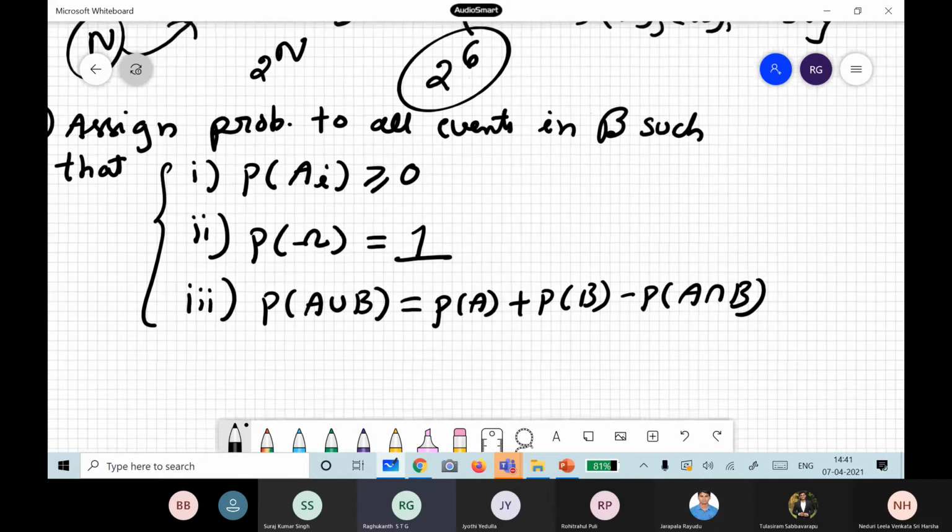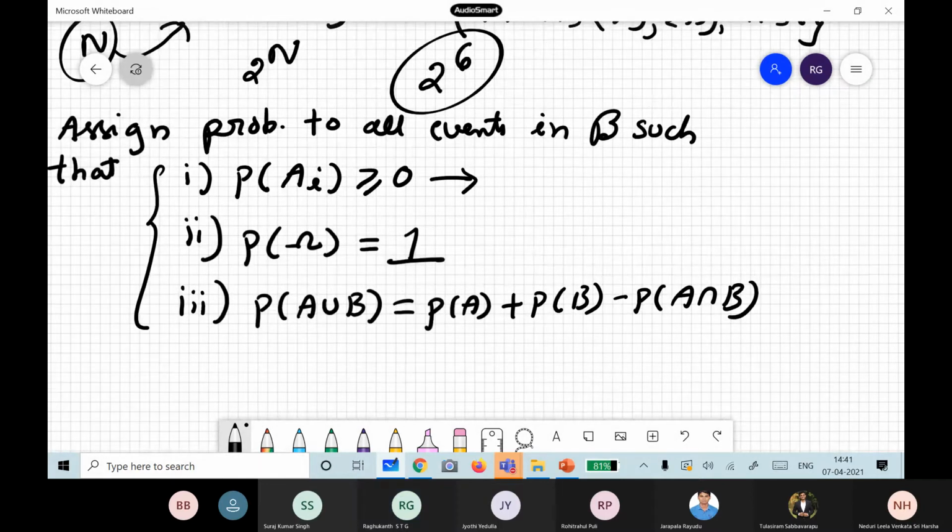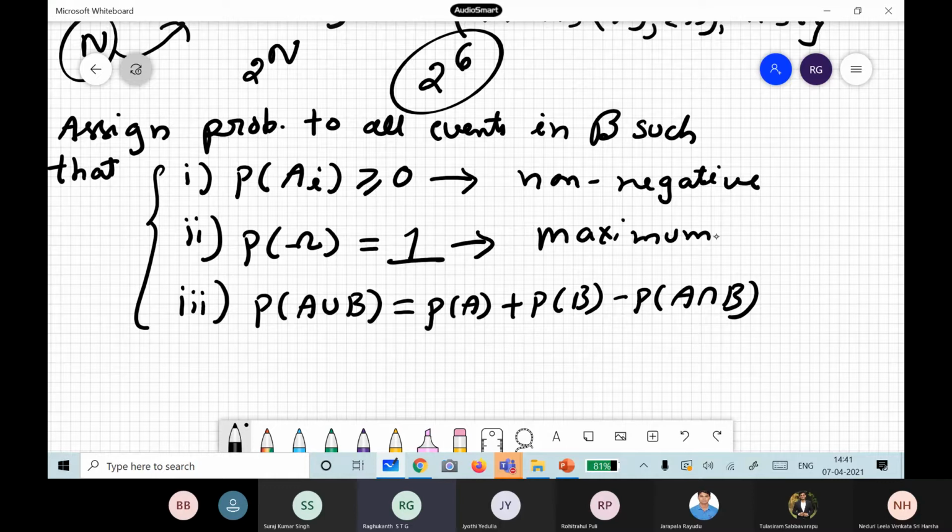What is the first axiom? What does it tell you? Probability of any event should always be greater than or equal to 0. It is non-negative. Excellent. So probability can never be negative. Now what is this constraint, probability of the sample space is 1? That means the maximum value is 1.